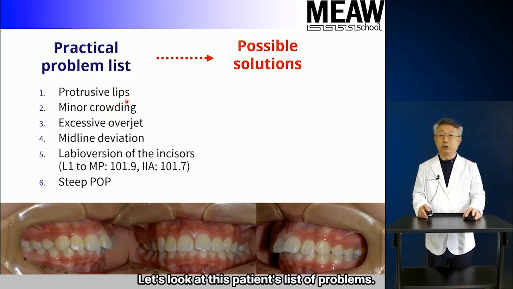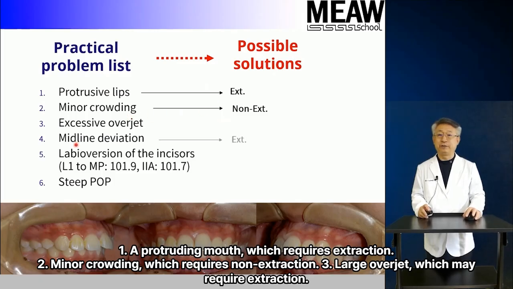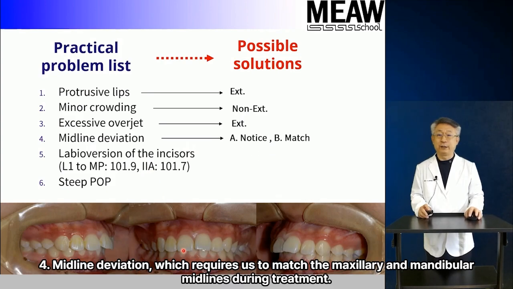Let's look at this patient's list of problems. 1. A protruding mouth which requires extraction. 2. Minor crowding which requires non-extraction. 3. Large overjet, which may require extraction. 4. Midline deviation, which requires us to match the maxillary and mandibular midlines during treatment.